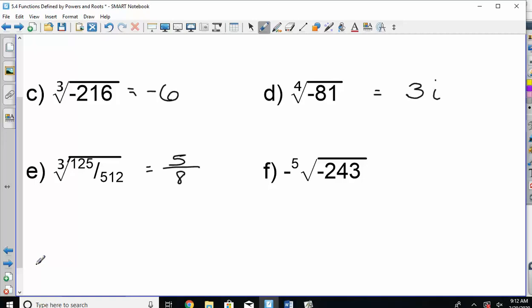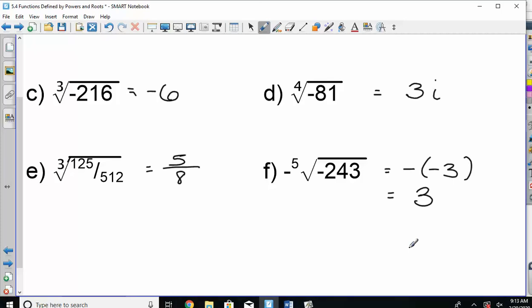F. Can we have a negative under this one? Yes. Okay, I have a negative on the outside, so that would stay. And then what's the 5th root of negative 243? It would be a negative 3. So 2 negatives would make positive. Could we just go ahead and write positive 3? Oh, absolutely. Okay. So far, so good?